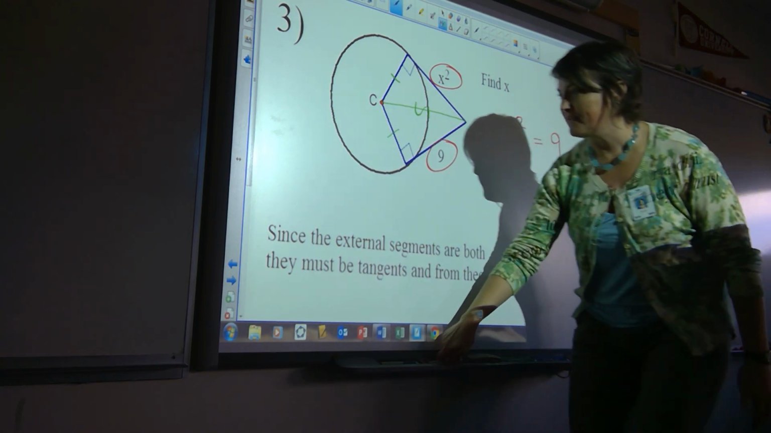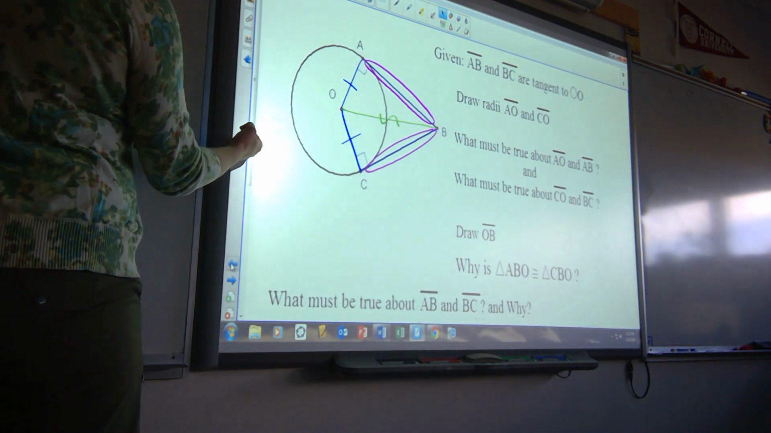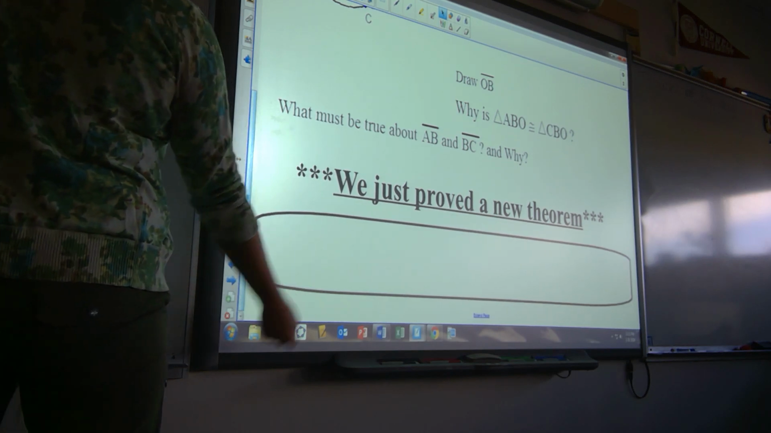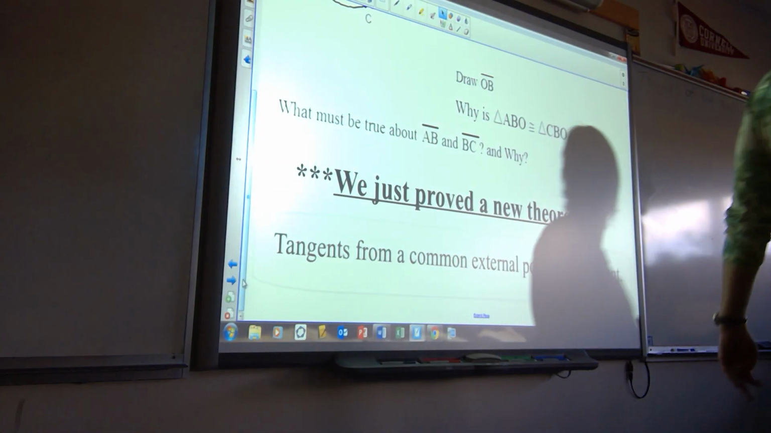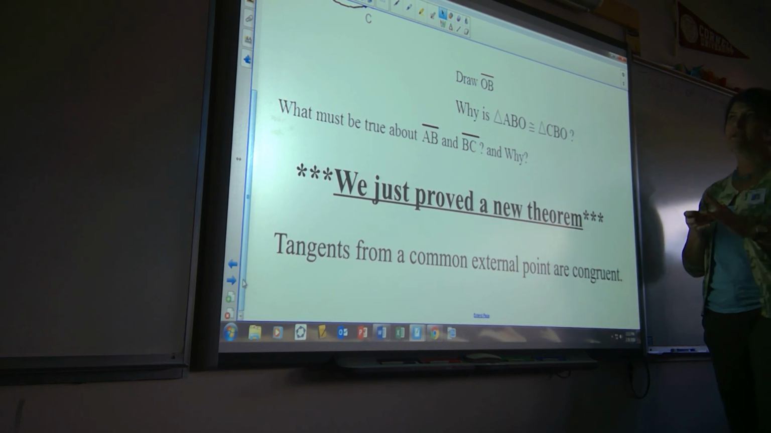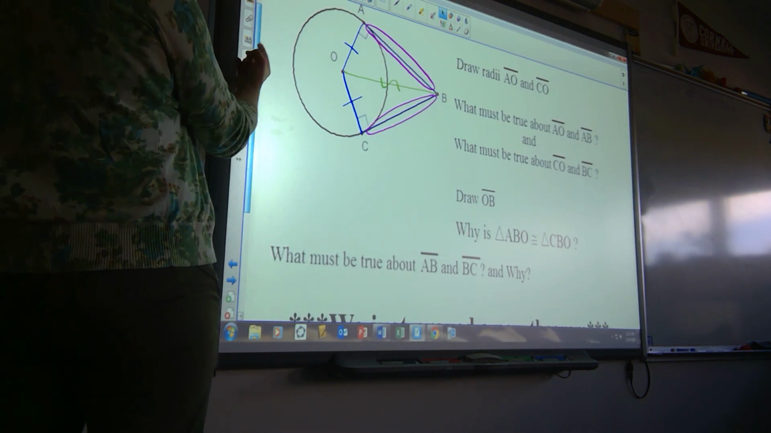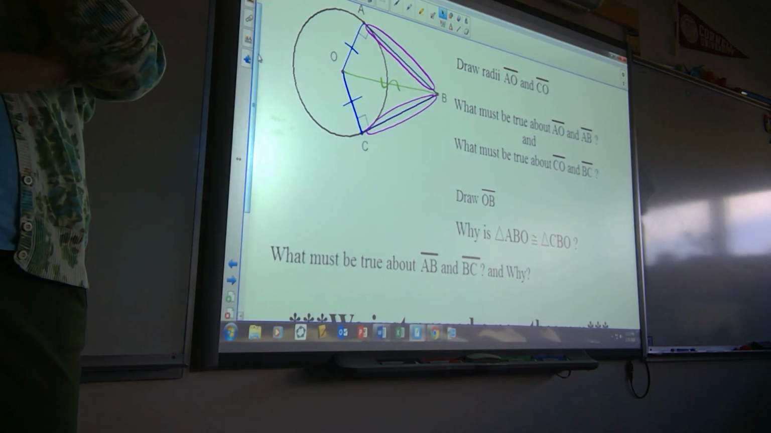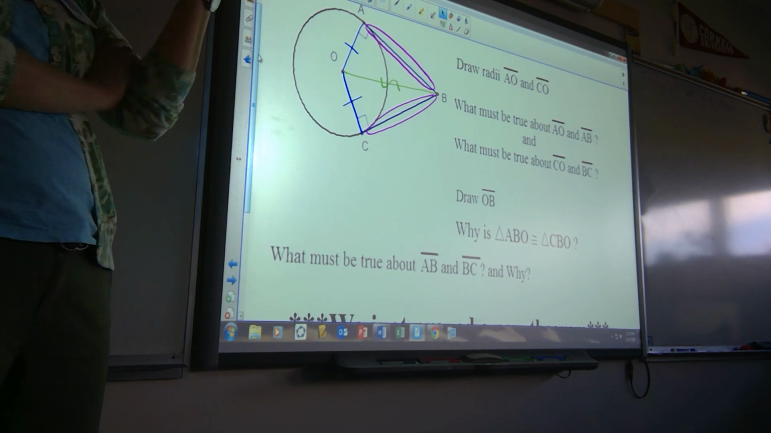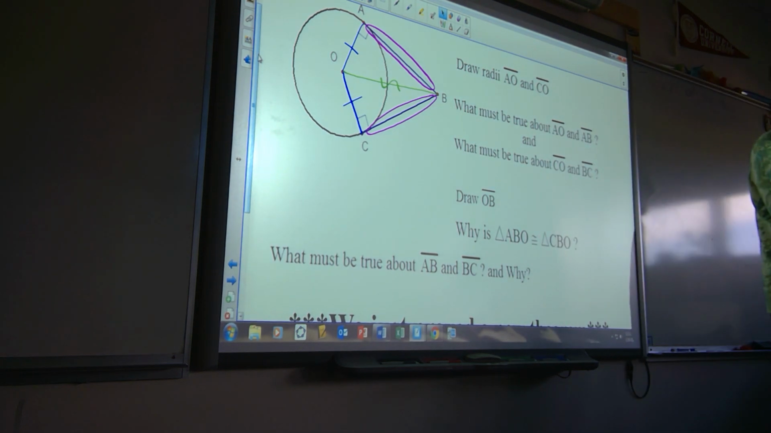The theorem before this, was it this one, I think? Yeah. That says tangents from a common external point are always congruent. And so this whole page does that proof by proving these triangles congruent with HL, and then using CPCTC to prove that those pink pieces are congruent.